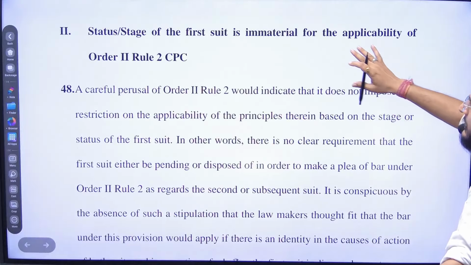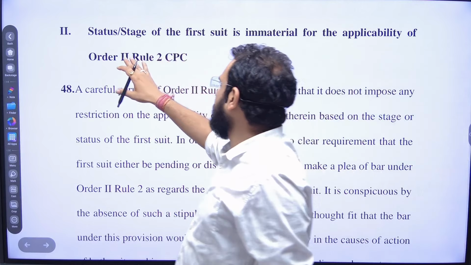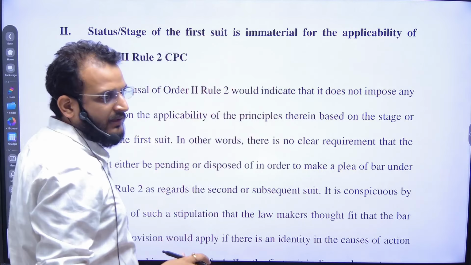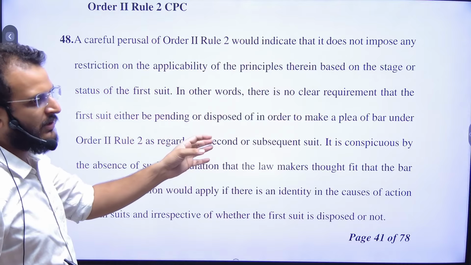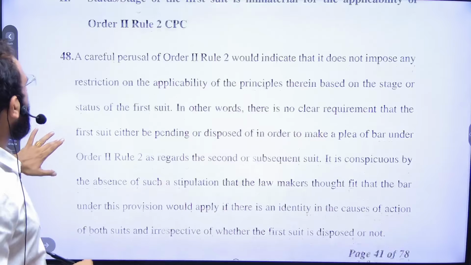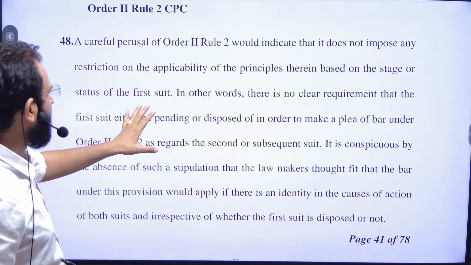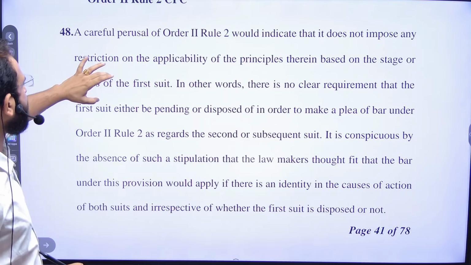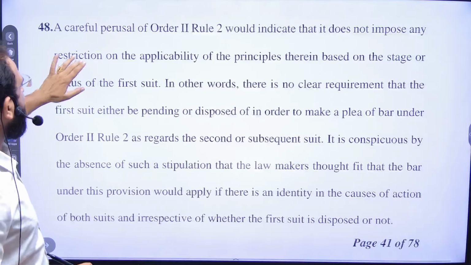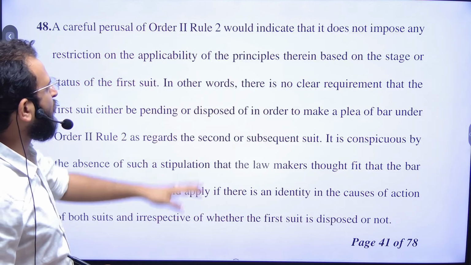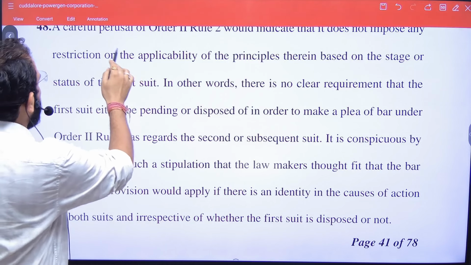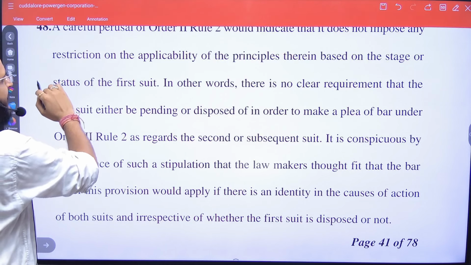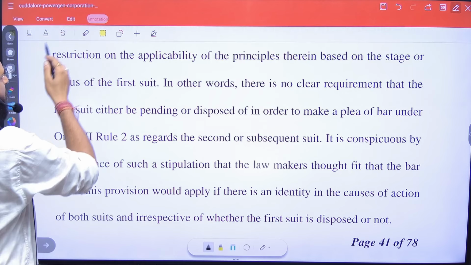Then the next point is, in this particular case, the stage of the first suit is immaterial for the applicability of Order 2 Rule 2 CPC. Like what was the stage of the first suit, or what is the status of that first suit? It is immaterial. What is written? It is saying, the careful perusal of Order 2 Rule 2 would indicate that it does not impose any restriction on the applicability of the principles therein based on the stage or status of the first suit.